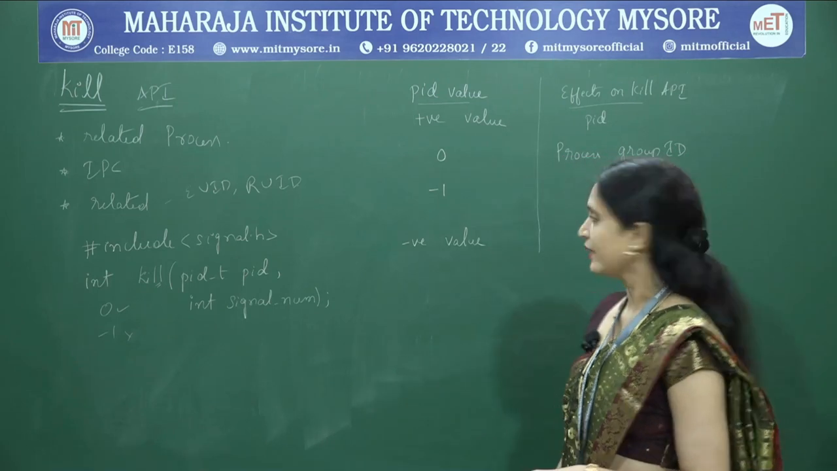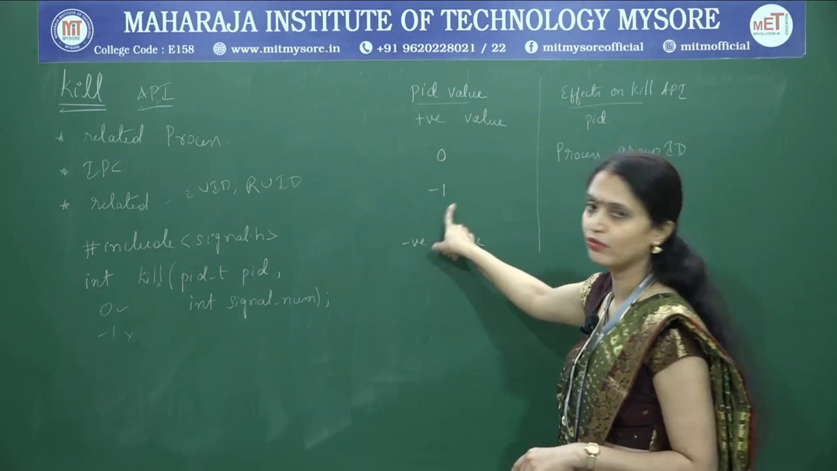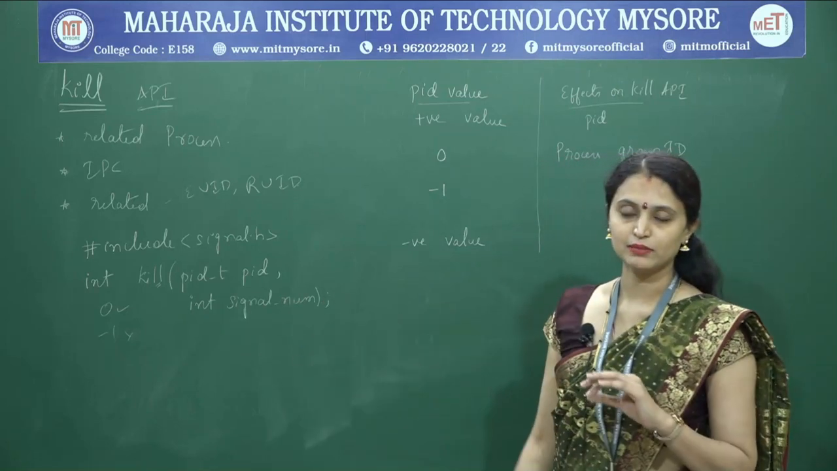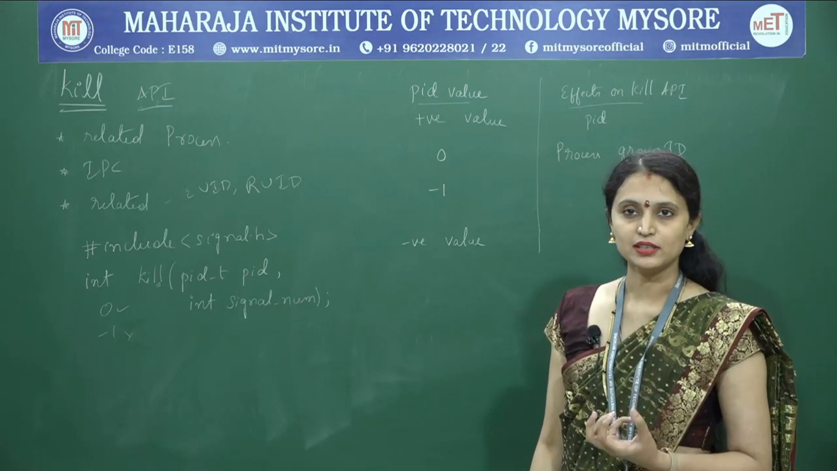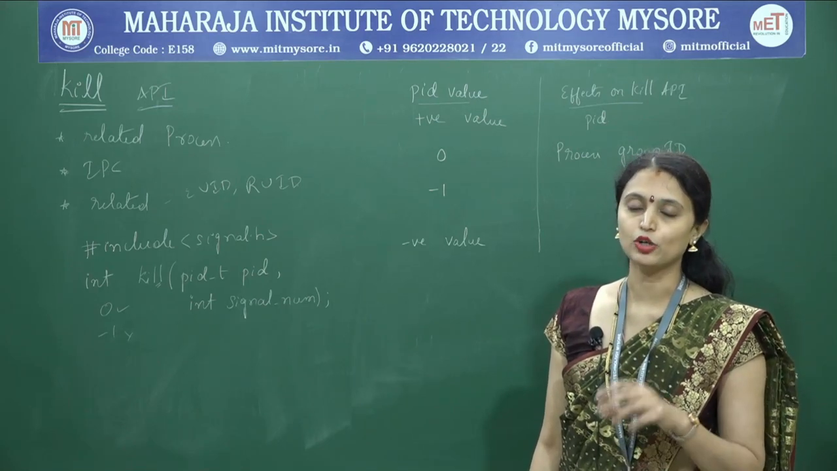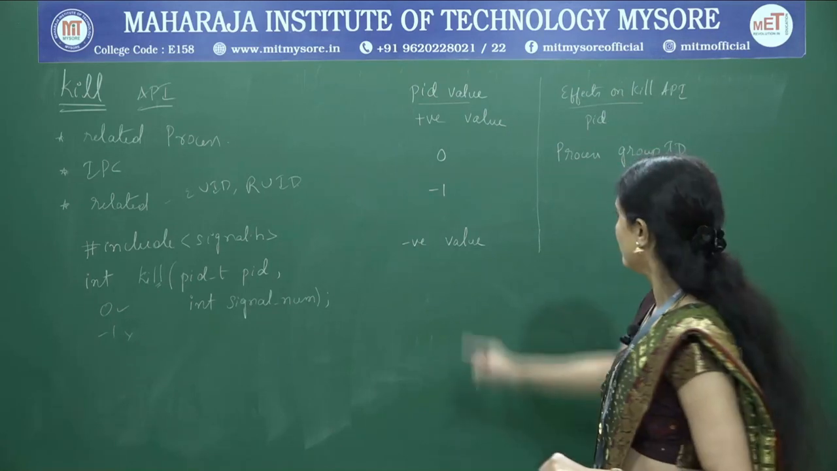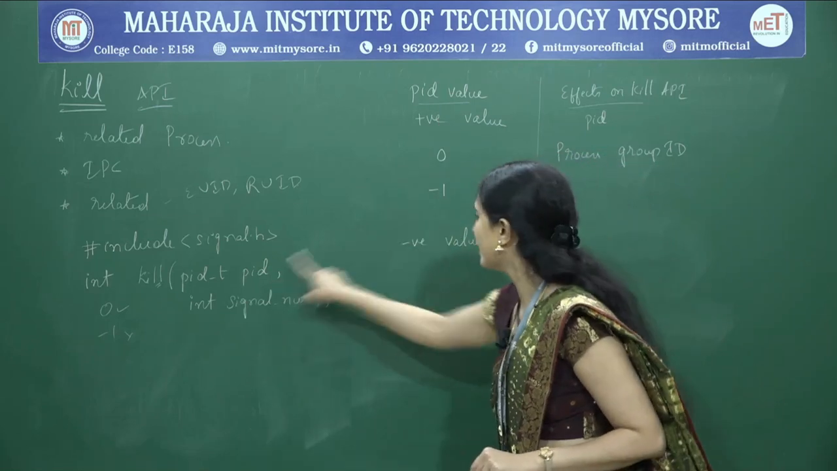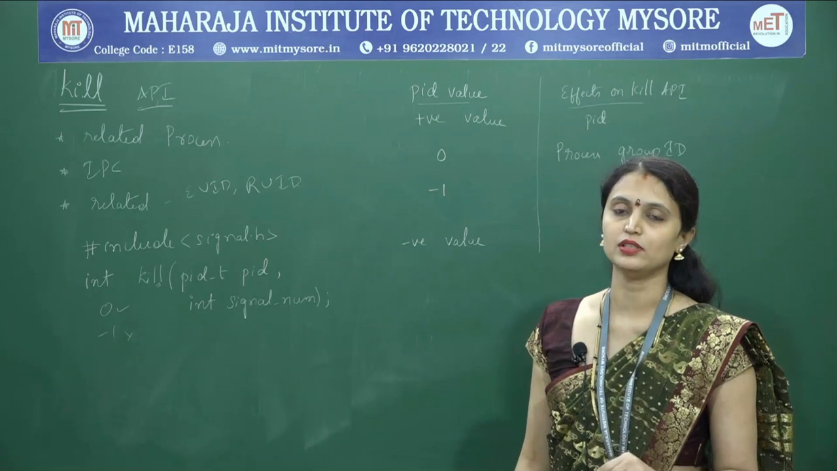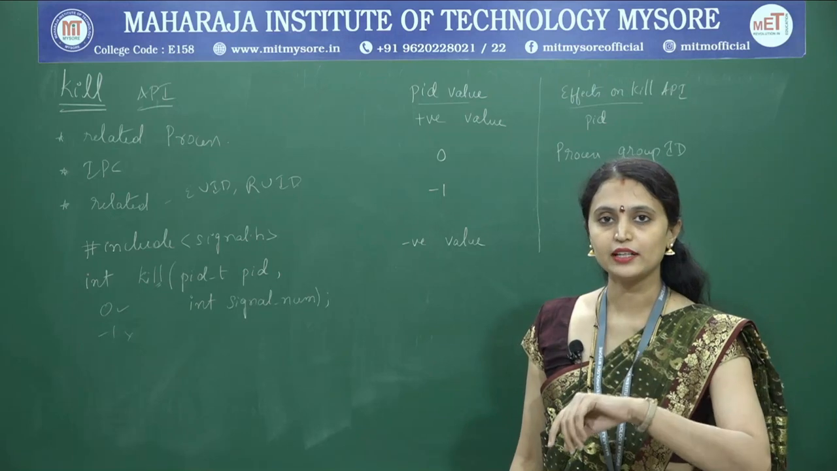Okay. So let us say the PID value is -1. In that case, signal num will be sent to the processes whose real user ID is the same as the effective user ID of the calling process. I will repeat once again: if the PID value is -1, signal num will be sent to all the processes whose real user ID is the same as the effective user ID of the calling process.